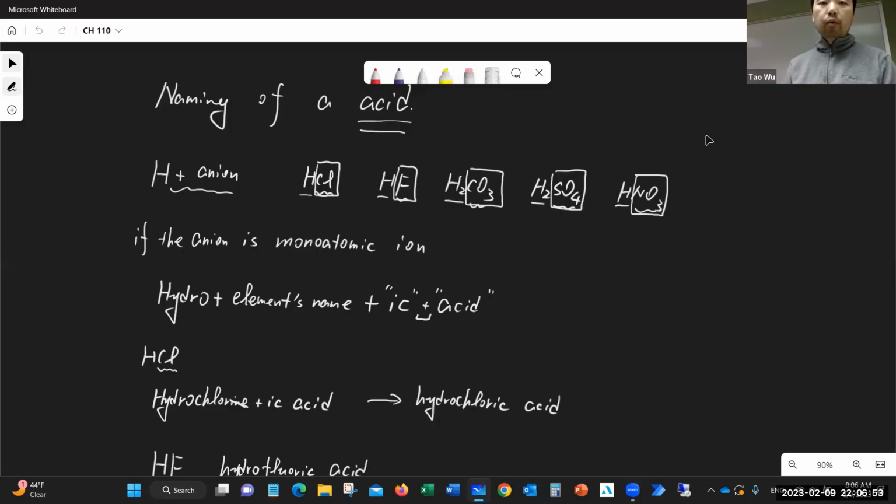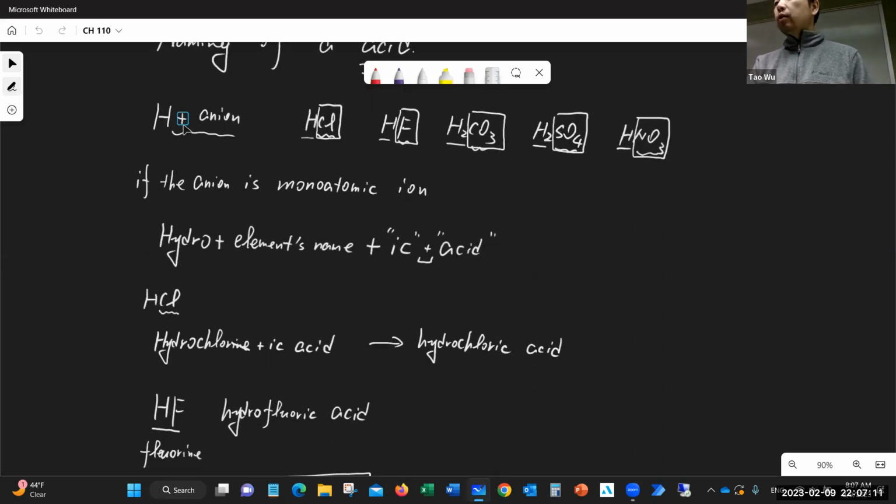Okay, so let's review what we learned last time. Last time we talked about the naming of the acid. An acid is, first, you have a hydrogen and you have an anion with it. So that's an acid. The acid involves two different kinds. One is just the hydrogen plus the monoatomic ion, and then we add hydro in front of it, put the element's name, and put ic acid. That's it. Hydrochloric acid, hydrofluoric acid, hydronitric acid.